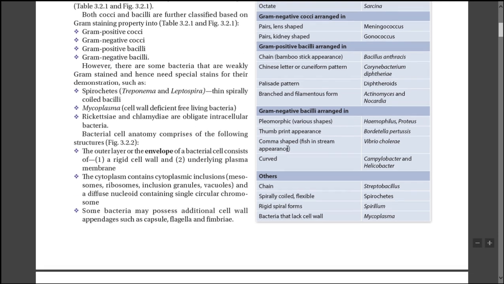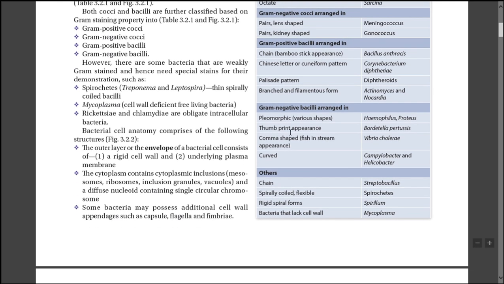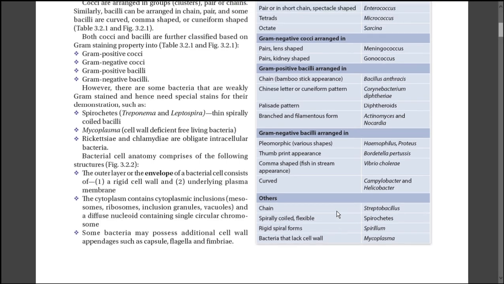Next, if we take gram-negative bacilli, first we can take comma-shaped, such as Vibrio cholerae, or spirally coiled, such as spirochetes. Under gram-negative bacilli, you can take Vibrio cholerae, and you can take Haemophilus, Proteus. So these are all examples of gram-negative bacilli. Other spirally arranged ones like spirillum and spirochetes are also there.